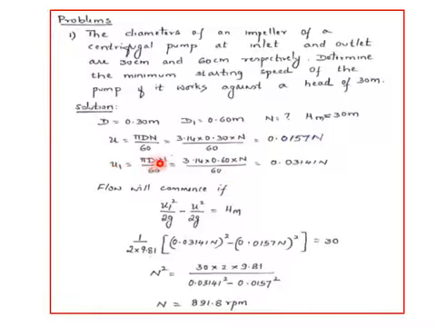And u1 is again pi d1 n by 60. Again u1 can be calculated in terms of n. The best way to solve the problem, because the manometric head is given, is u1 square by 2g minus u square by 2g equal to hm. Simply substitute the values of u1 and u in terms of n and then solve it. You will get that if the speed is around 892 rpm, then the flow will commence.